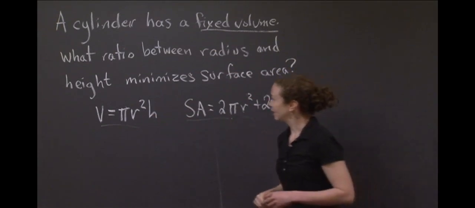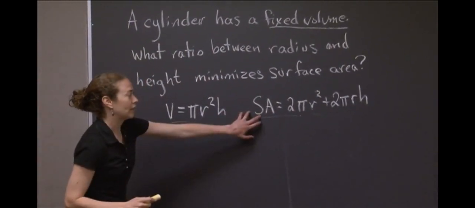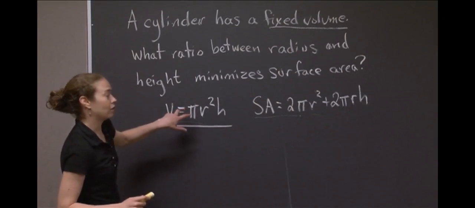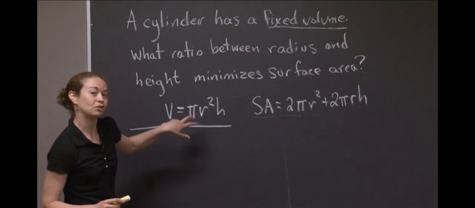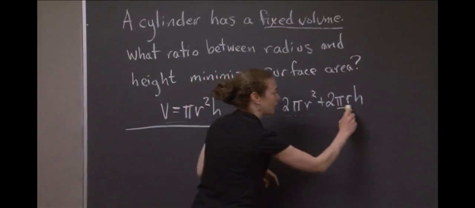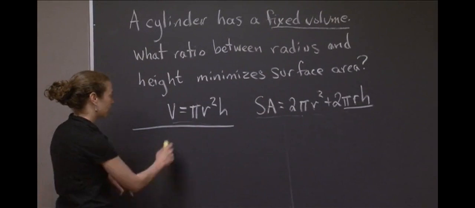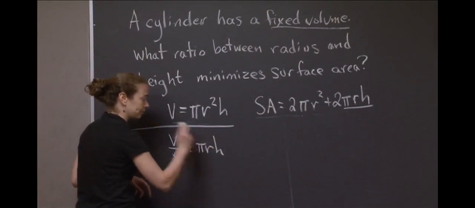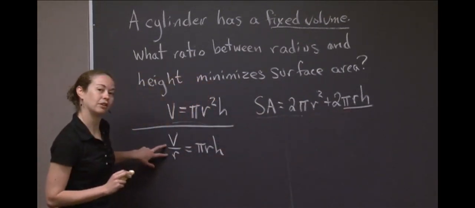So let me write surface area in terms of just a function of r. And I'm going to do something a little tricky, which maybe you didn't think of doing, but ultimately you should end up with the same answer once you've simplified. Notice that this term has a pi r h. This term also has a pi r h. In fact, I can rewrite the volume equation as V over r is equal to pi r h. So what I'm going to do is take that pi r h here and replace it by V over r.